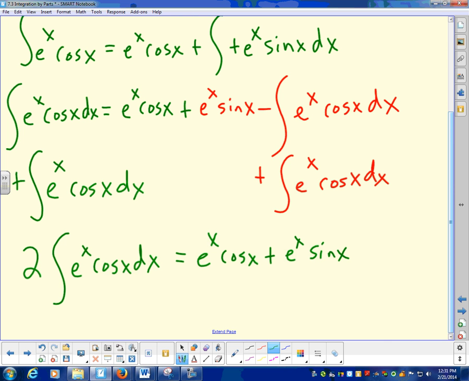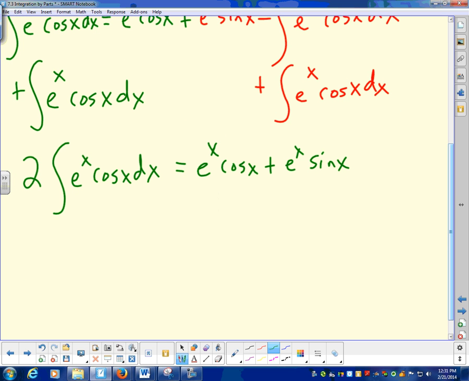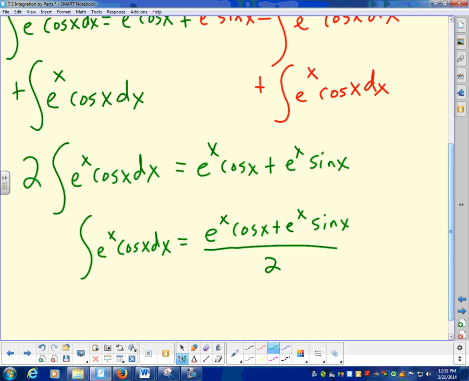Remember, the goal is to find the integral of e to the x cosine x dx. Can we do that? Sure. You divide each side by 2, leaving us with the integral of e to the x cosine of x dx equals e to the x cosine of x plus e to the x sine of x, divided by 2. And after all that, don't forget plus c. Or you did all that and you'll still only get half credit. So that's maybe in a 9-point scale you get 8 on that.